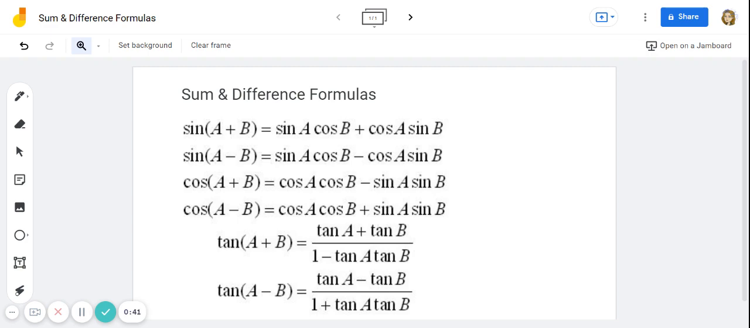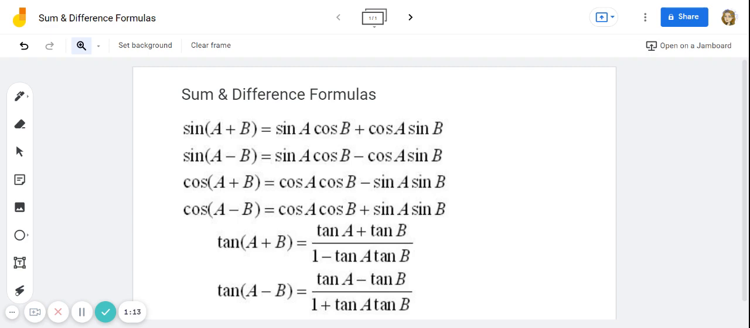Okay, the first two listed are the sum and difference for sine. Sine of A plus B is equal to sine of A times cosine of B plus cosine of A times sine of B. Notice that the sine of A minus B looks exactly the same, except there is a minus between the two products. Then you have your cosine formulas. Cosine of A plus B is cosine of A times cosine of B minus sine of A times sine of B. Cosine of A minus B looks exactly the same, except there is a plus sign in between.